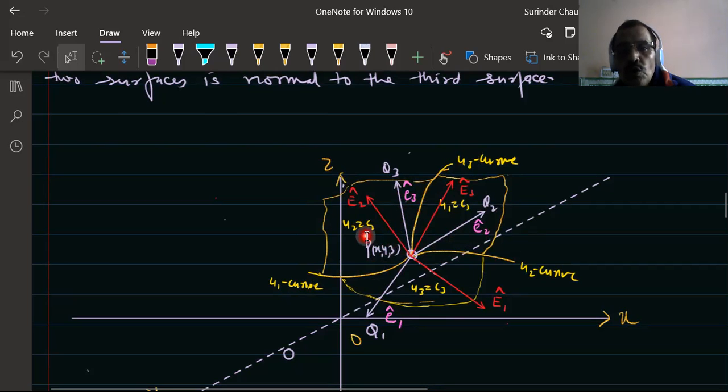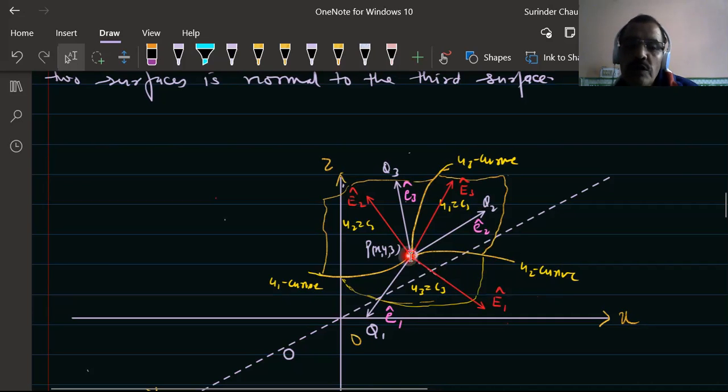U2 is equal to C2 surface and U3 equal to C3 surface intersect along this curve. It will be the U1 curve. And U2 equal to C2 surface and U1 equal to C1 surface intersect along the curve. This is the U3 curve. And similarly, U1 equal to C1 surface and U3 equal to C3 surface intersect along the curve. Yes, the U2 curve. Right?